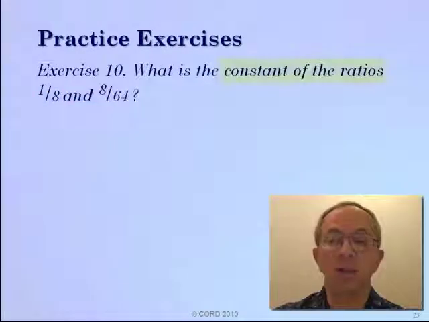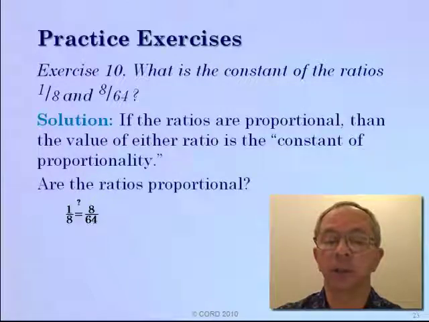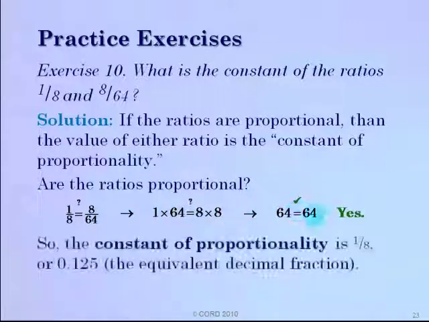Now, what is the constant of the ratios 1 to 8 and 8 to 64? Well, if the ratios are proportional, then the value of either ratio is the constant of proportionality. So let's first check to see, are those ratios proportional? Just like we did in the previous exercise. Is 1 to 8 equal to 8 to 64? Cross multiply. And sure enough, 64 equals 64, so yes, they are proportional.